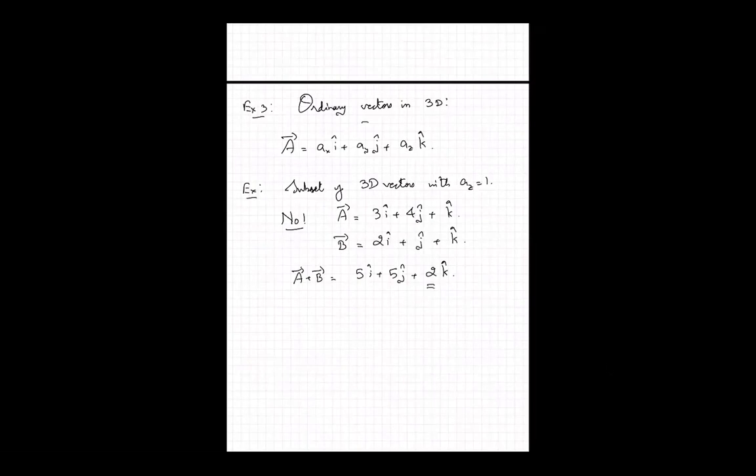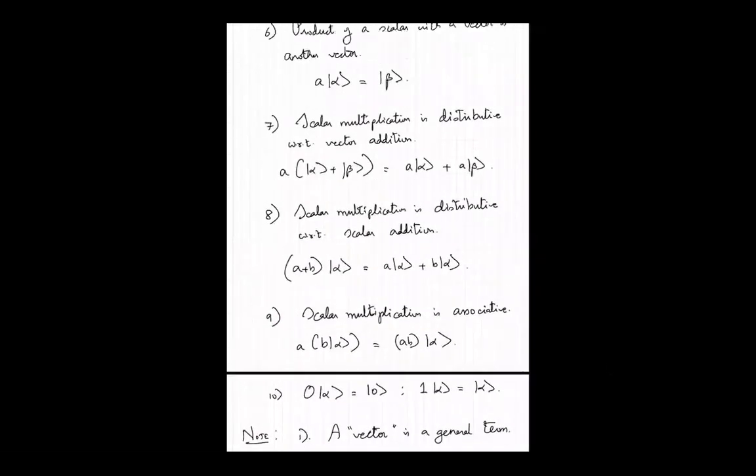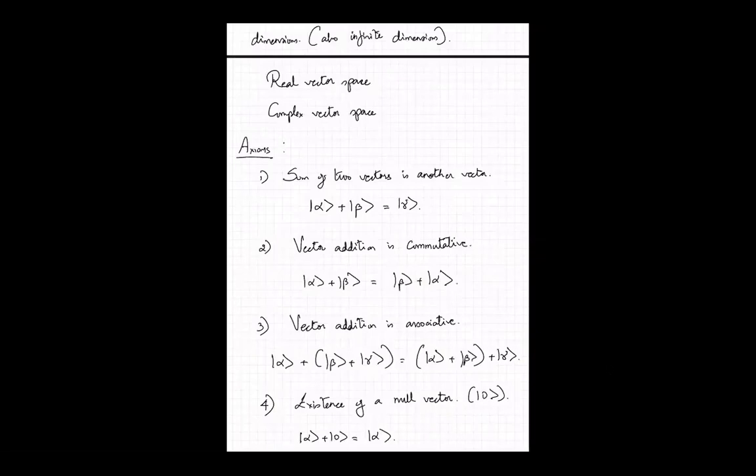So a subset of 3D vectors with az equals 1 does not satisfy, for example, the first rule that the sum of two vectors is also another vector. So even though this rule looks rather simple, notice that you can always think of examples where this rule is not obeyed. So you have to be a little careful.